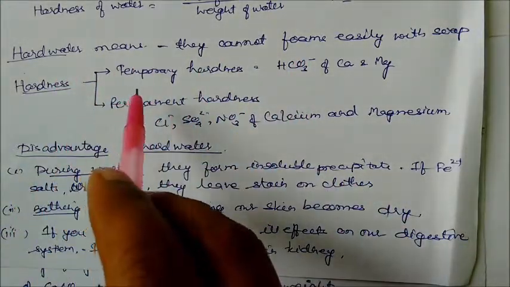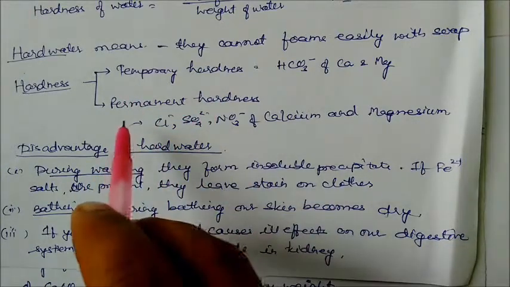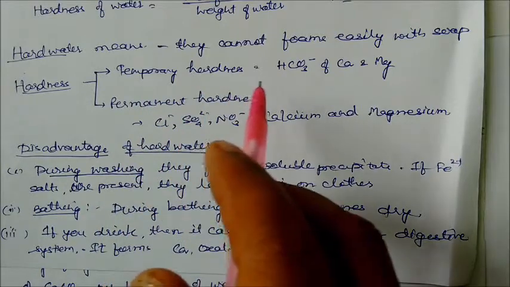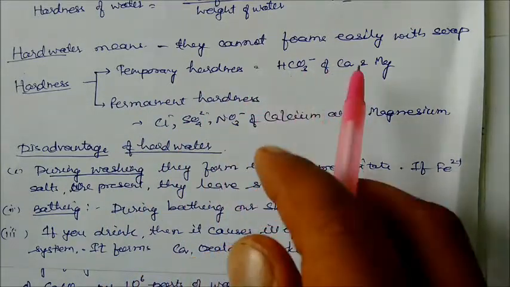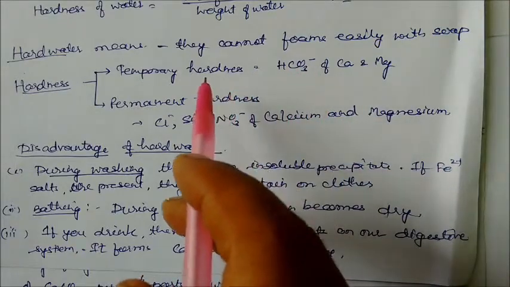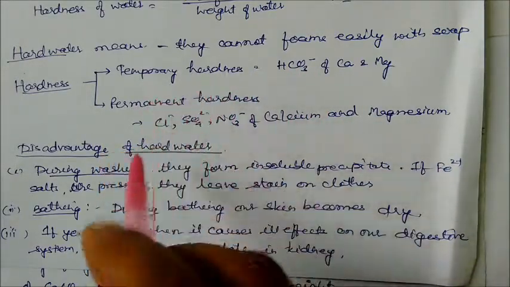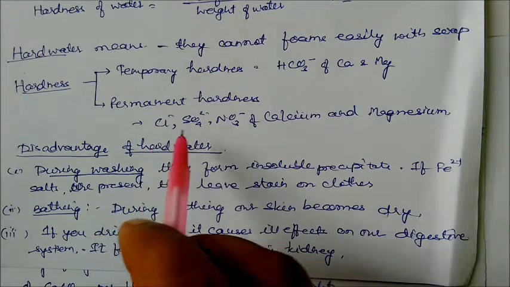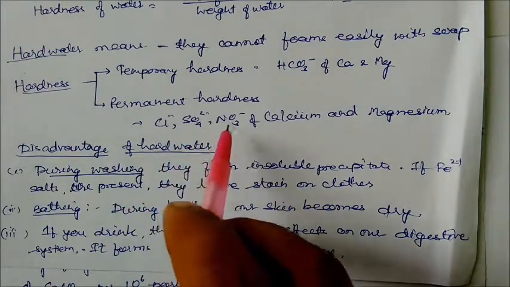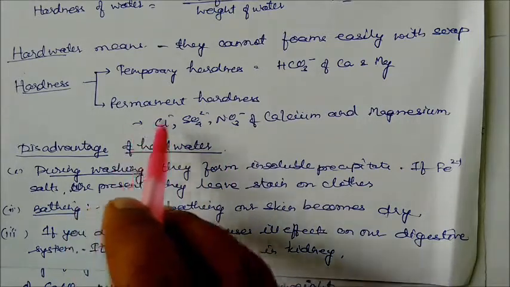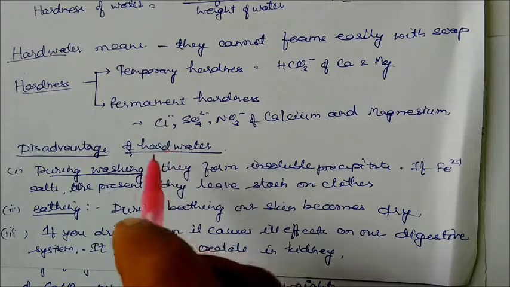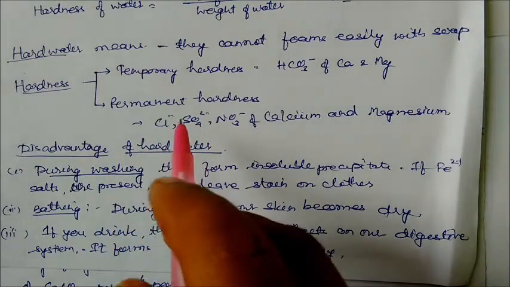Actually hardness is of two types: temporary hardness and permanent hardness. Temporary hardness is caused by bicarbonates of calcium and magnesium. When magnesium bicarbonate or calcium bicarbonate is present in the water, that is temporary hardness. But when calcium chloride, calcium sulfate, calcium nitrate, or magnesium chloride, magnesium sulfate, magnesium nitrate is present in the water, that is permanent hardness. So it is problematic.